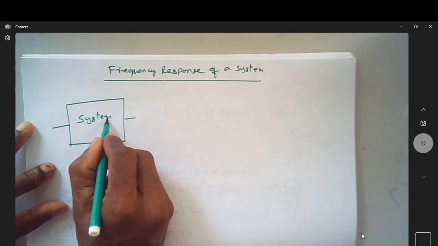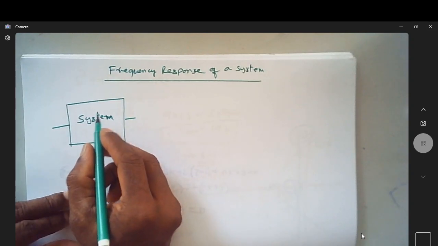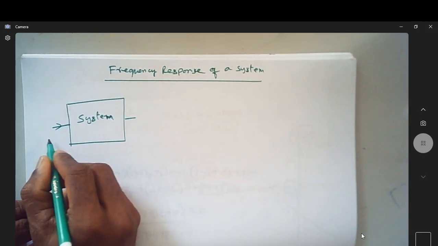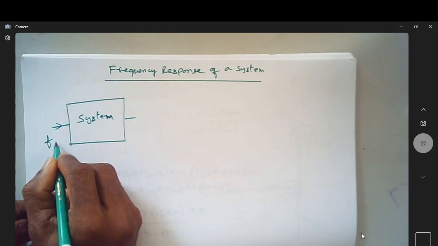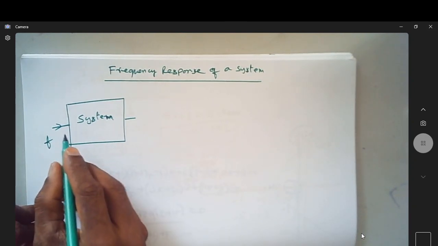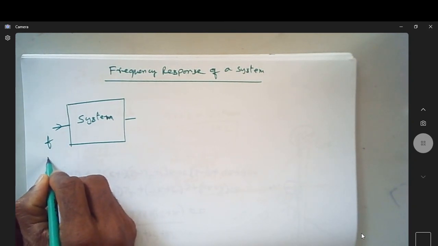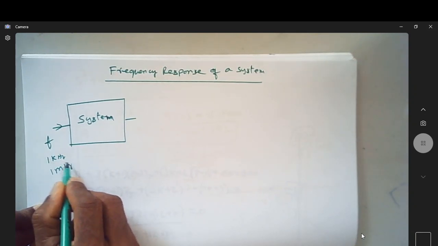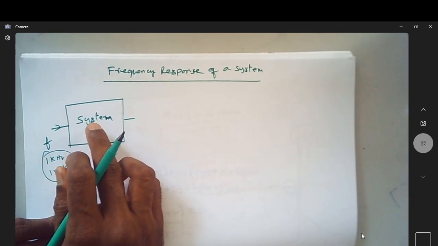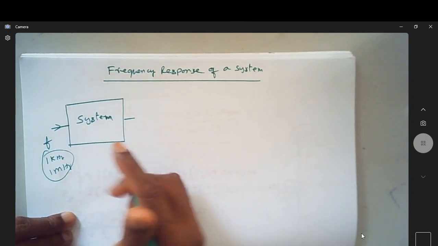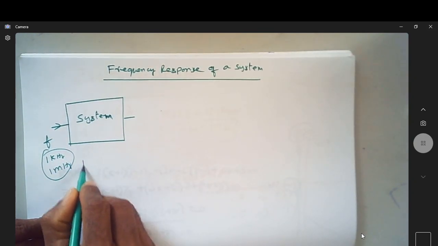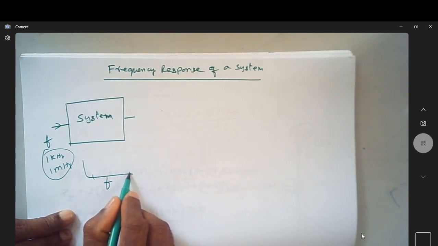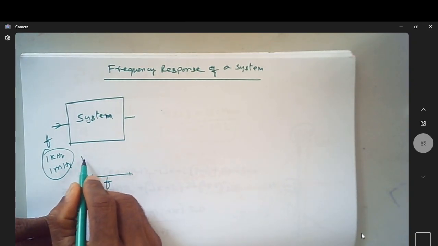we know that every system will accept inputs, and that input can be a variable frequency type of input. Suppose the frequency varies from 1 kilohertz to 1 megahertz or 1 gigahertz, how does this system respond? On the x-axis you will have the frequency. As the frequency varies, what is the response of the system?